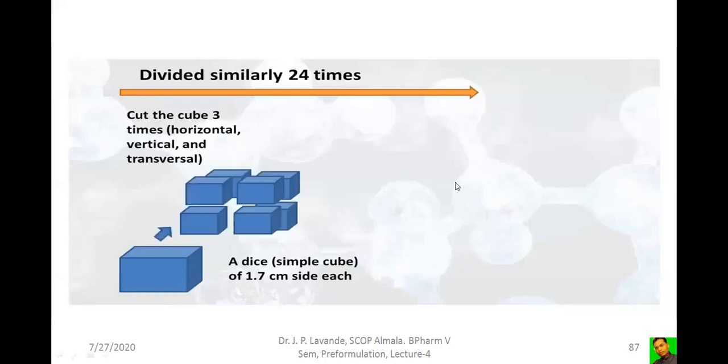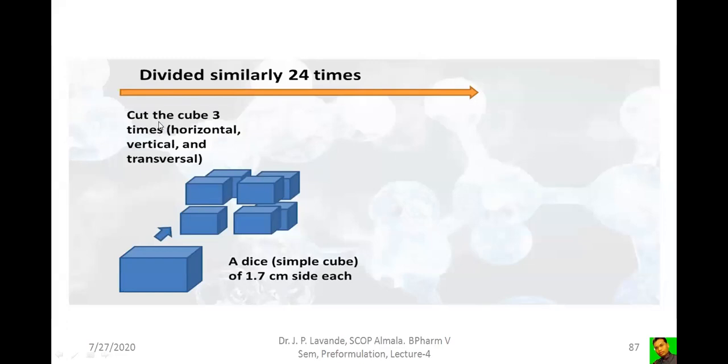Now this has to be given three different cuts. One cut that will be horizontal, another that will be vertical, and another that will be transverse. So this is the horizontal, this is transverse, and this is the vertical one. When we give a single horizontal, vertical, and transverse cut, we get 1, 2, 3, 4, 5, 6, 7, 8 cubes from a single cube of 1.7 centimeter.